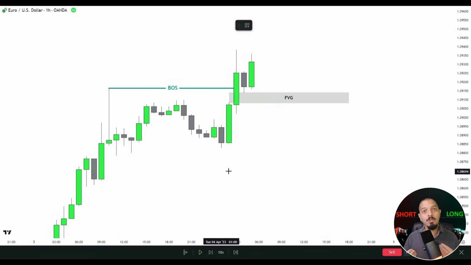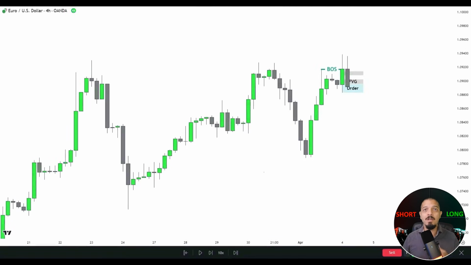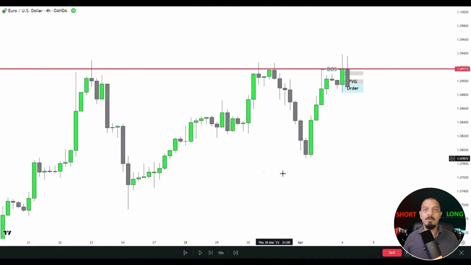On the 1-hour chart, breaking above a key level suggests upward continuation. Fair value gaps show bullish momentum, and the order block offers a perfect long opportunity. Zooming out to the 4-hour chart, we see a critical higher time frame level often rejecting the price. However, weakening rejections indicate a possible break to the upside.